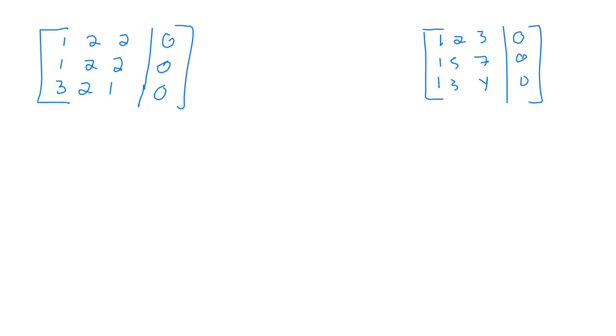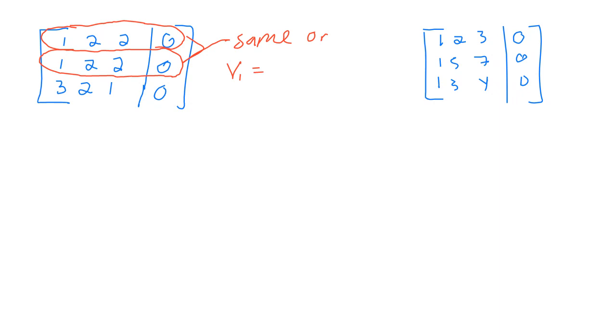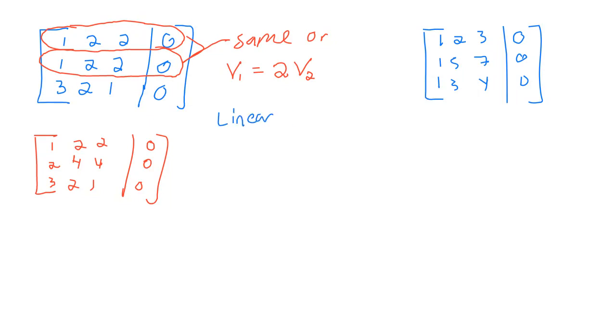If you look at this one right here, and this one right here, they're just the same. It turns out that if you have two vectors that are the same, or if you have one vector, v1, that is related to another vector by some type of constant multiple, like let's say row 2 was multiplied by 2, let's say we had 1, 2, 2, 0, but then the second row was 2, 4, 4, 0, it'd be the same concept. So if you have two vectors that are the same, or the same but off by a constant multiple, this is going to be called linear dependent, okay?